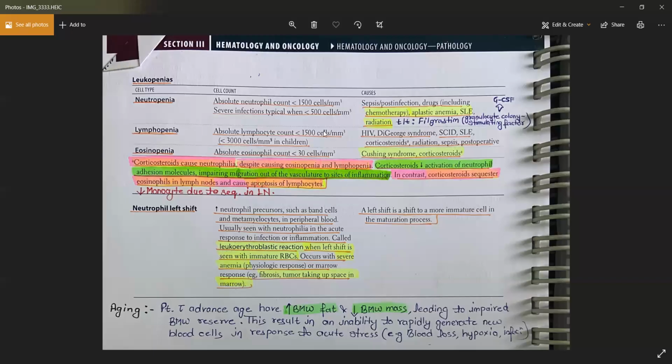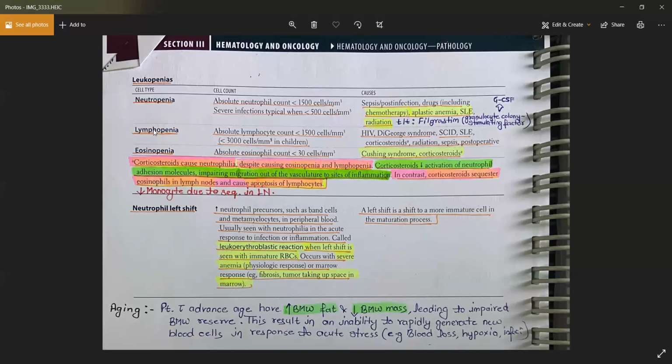Okay, so the HIV, SCID, you guys remember? You have this pancytopenia again in case of SCID. SLE, steroids, radiation, sepsis, and the post-operative causes. They can have the lymphopenia, right? And whenever you have a lymphopenia, you will have the superficial infections. Okay, you won't have the invasive infections of the fungi. You will have the superficial or the mucosal tract infections of the fungi.